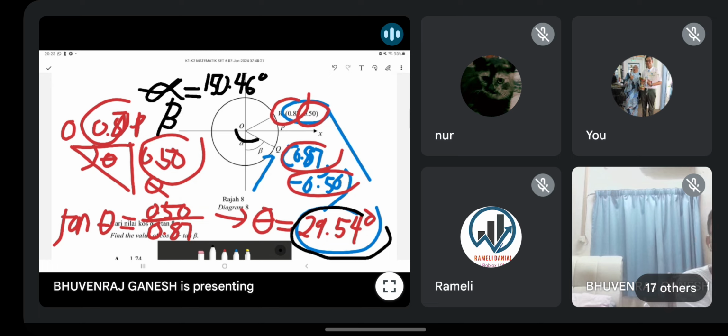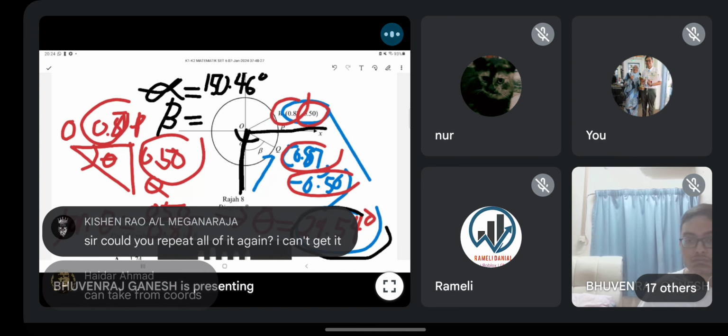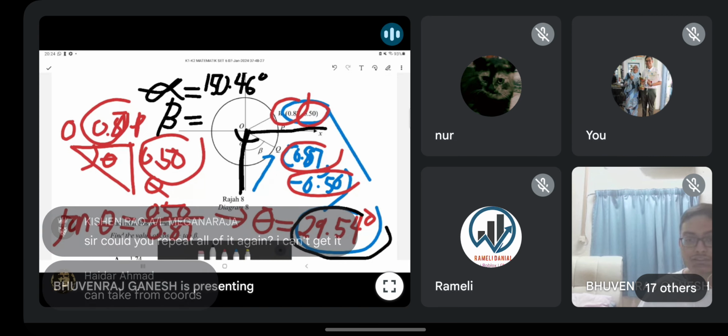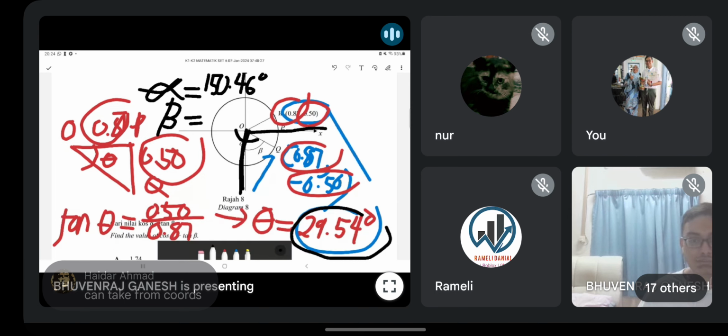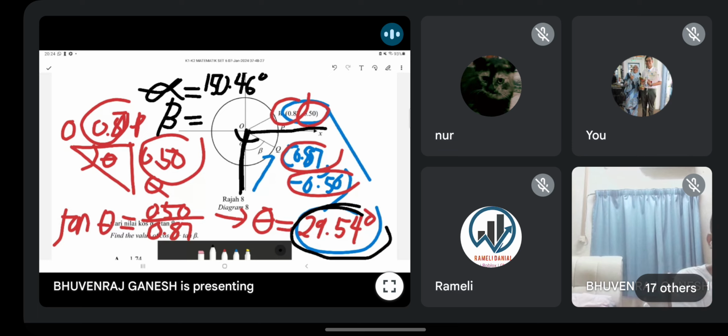Okay, how about beta, guys? Can anyone tell me how to count beta, please? Macam mana kira beta? Kamu boleh rujuk yang ni. It's a 90 degree. So how? Macam mana kira? Wait, slowly. You can take from coordinates. No, you can directly use this info actually. 29.54.